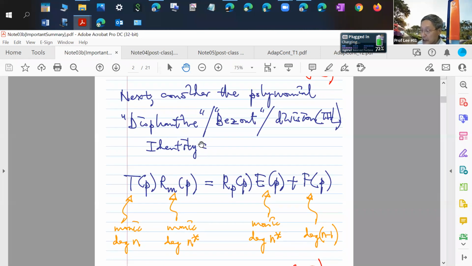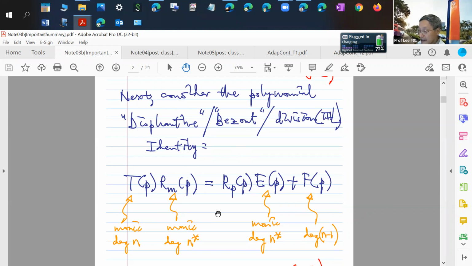All right, it will turn out to be a reference model polynomial. So again, at this stage you don't need to know it's stable, but never mind. In the end, it will turn out to be stable. So TP is chosen by you, Rm is chosen by you.